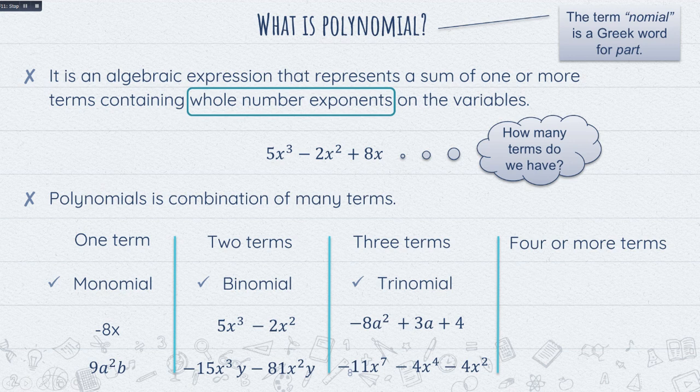For 4 or more terms, it is called a multinomial. A multinomial consists of 4 or more terms. In this case, we have 2x to the 10th power minus 6 to the 7th power plus 4 to the 4th power minus 3 squared. So that is 4 terms, or what we call a multinomial. The next example is 2x to the 5th power minus x cubed plus 3x minus 5, which has 4 terms.